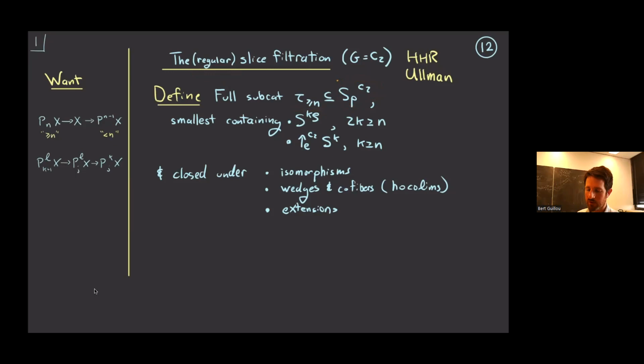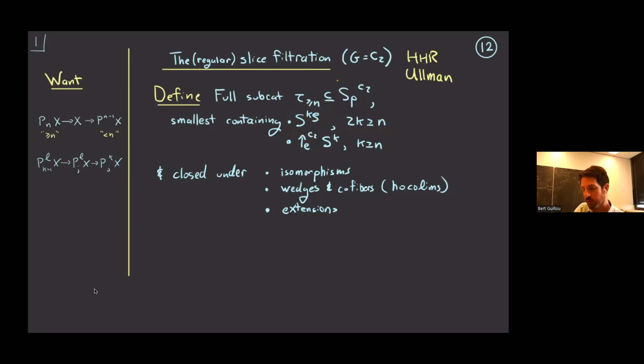There's a couple of ways to say it, but what we want to do is take the regular representation spheres, but only the ones that are of dimension at least N. Remember that rho is 2-dimensional, and so this thing has dimension 2k. So in our category of things that are at least N, we take the representation spheres of dimension at least N.